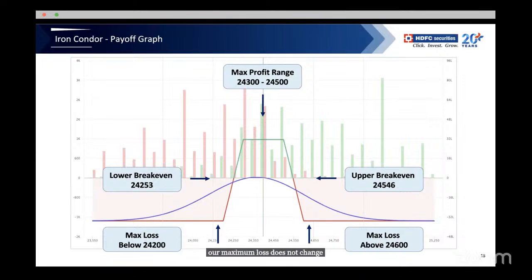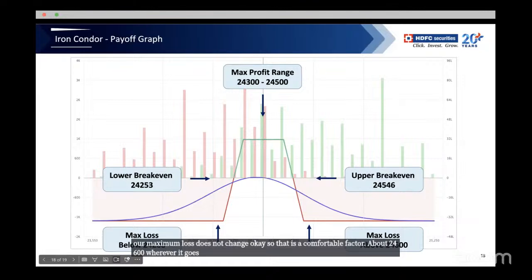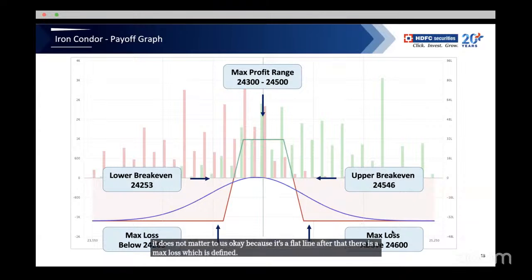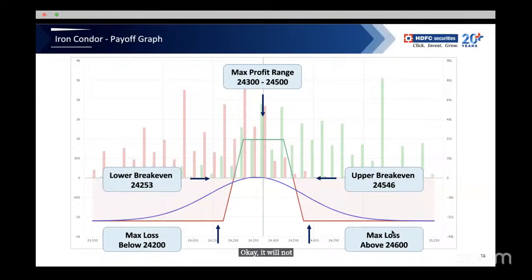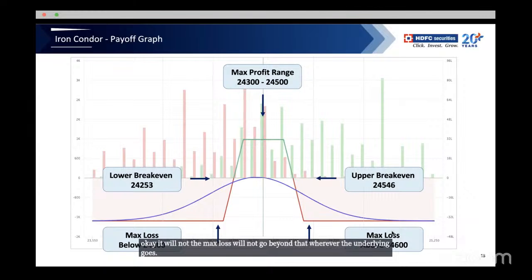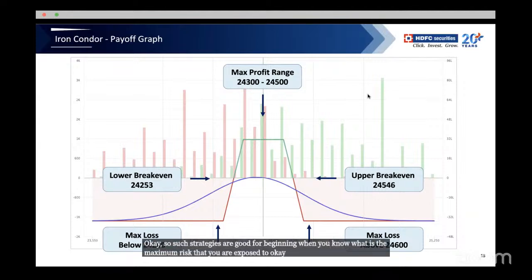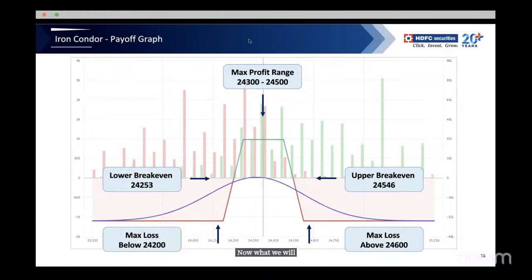So that is a comfortable factor. Above 24,600, wherever it goes, it does not matter to us, because it's a flat line. After that there is a defined max loss. The max loss will not go beyond that wherever the underlying goes. So such strategies are good for beginners, when you know the maximum risk that you are exposed to. Now we will go to one of our platforms.